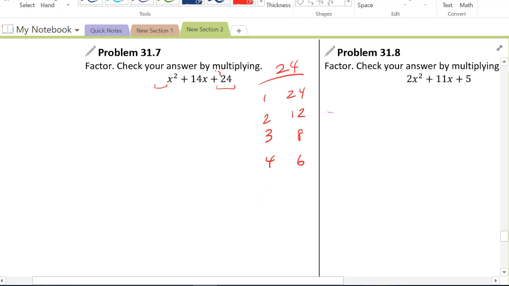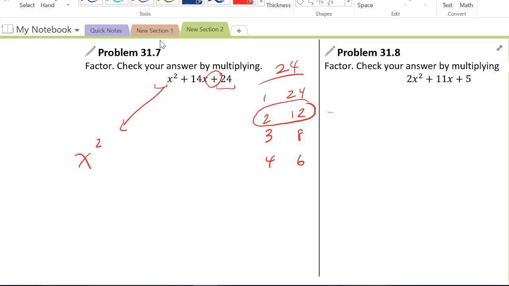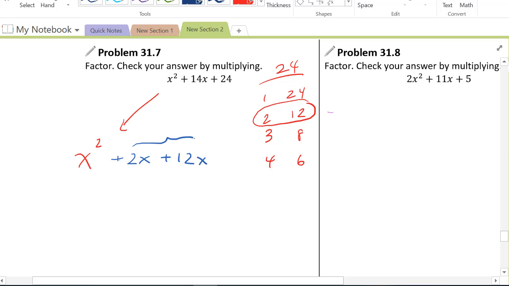So the C term is a plus. So that means I have to add to make 14. Which one of these adds to give me 14? 2 and 12, right? 2 and 12 gives me 14. So what do I do now? Rewrite that first one, x squared. Now I gotta make 14x by using 2 and 12. That has to be a plus 2x, and then a plus 12x, right? Make sure. Is 2x plus 12x equal to 14x? Yes, it is. And then I bring down my plus 24.